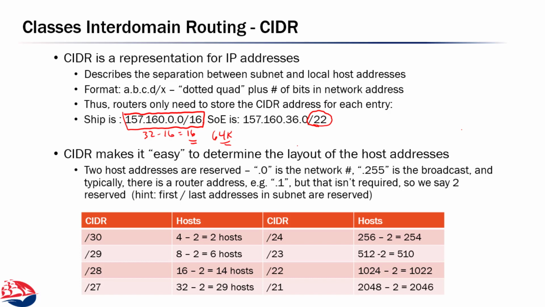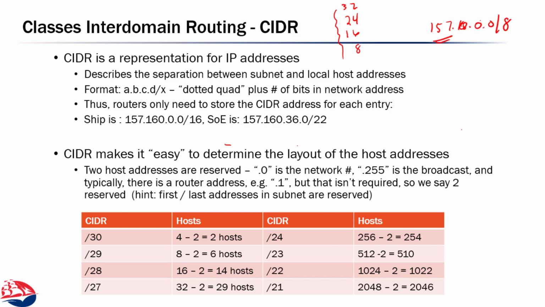22 bits is not going to get us right on one of those dotted quad boundaries, right? The natural boundaries would be 8, 16, 24, and 32. If this was a CIDR address of /8, like 157.0.0.0, then only the first dotted number would be necessary. But we're not that. We're the 16, and that says it's the first 2. Or if I was 24 rather, it would be the first 3. But we're not 24, we're 22.